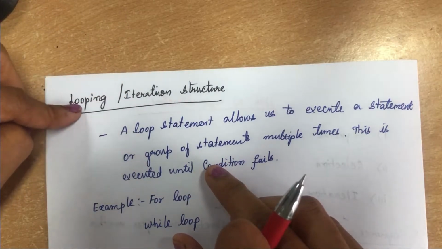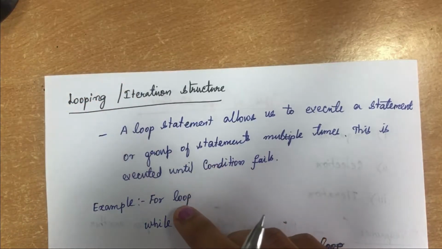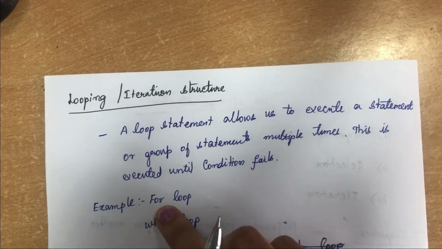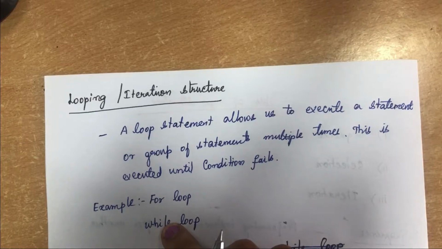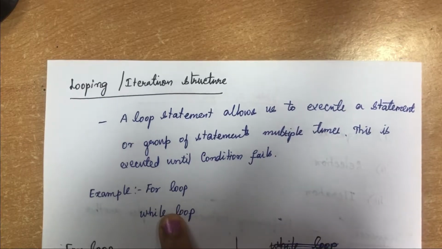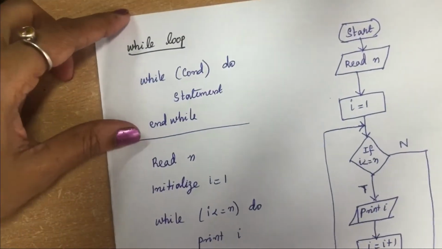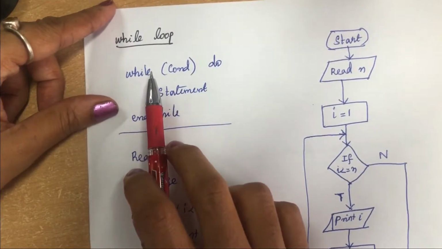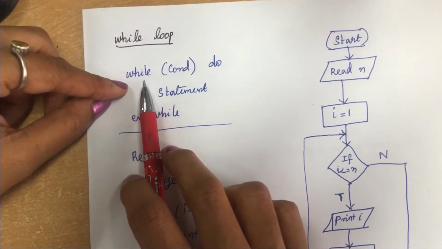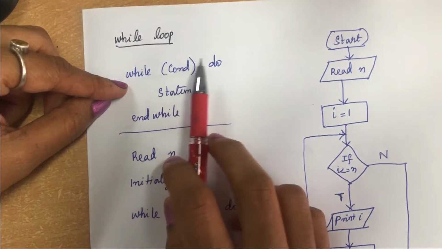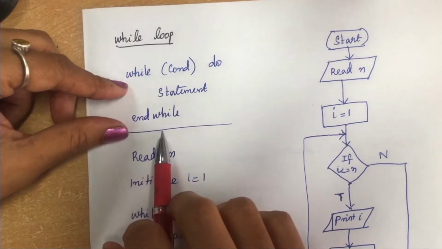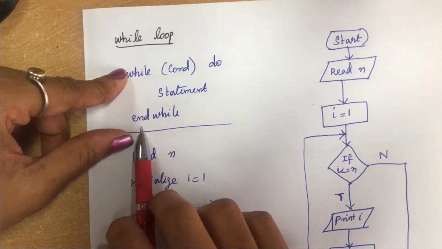So for doing this looping or iteration in your algorithm or program, you have to use a for loop or otherwise a while loop. First we will see the while loop. Coming to the while loop, it is implemented like this: while condition do statements end while. So you have to end this while with end while.